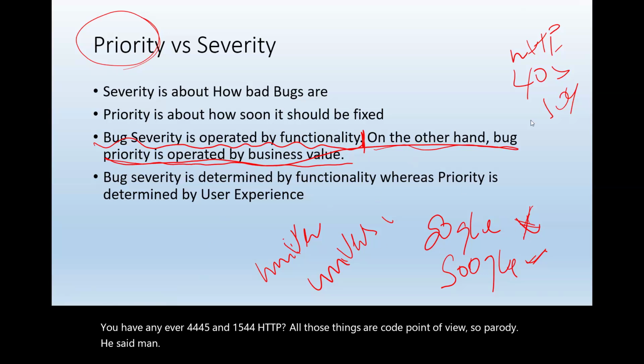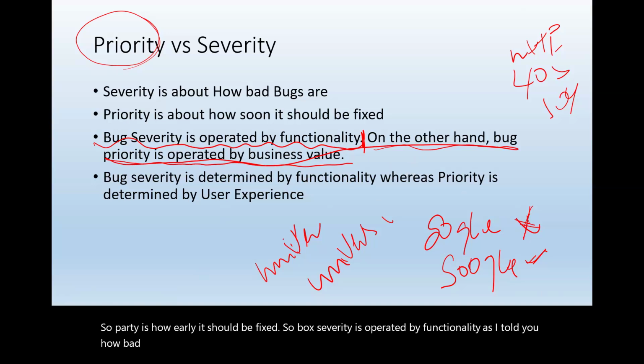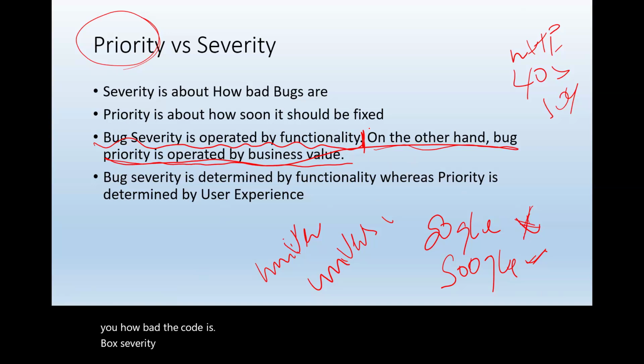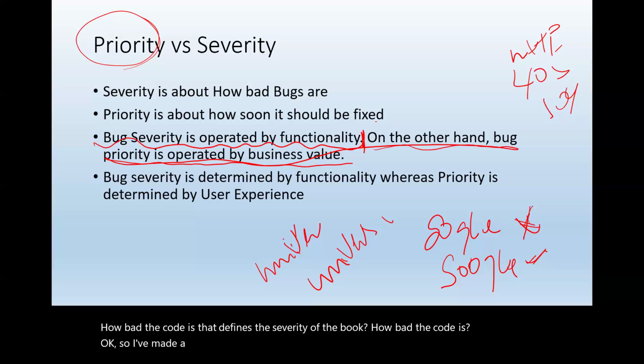That's good. So priority is how early it should be fixed. Bug severity is operated by functionality. As I told you, it is how bad the code is. How bad the code is defines the severity of the bug. So, say the developer has made a huge blunder on the coding part, but it has less impact on the user. So it will be a low priority bug.